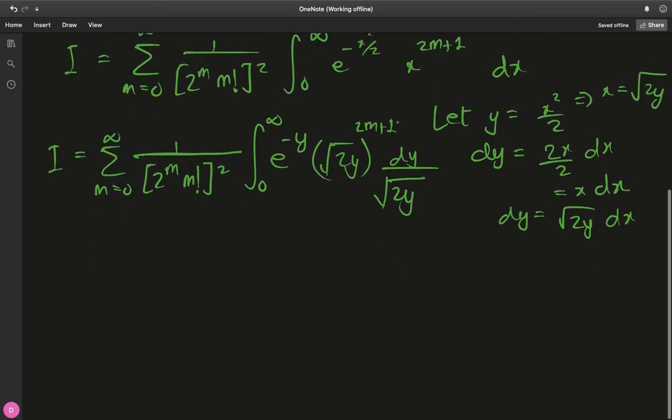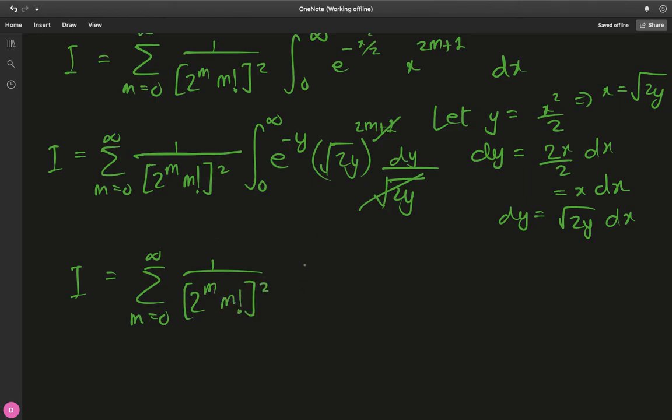Now one great thing is one of this and one of this will cancel out. I is basically the sum from m equals 0 to infinity of 1 over (2 to the m times m factorial) squared times the integral from 0 to infinity e to the minus y. We have square root of 2y to the 2m power, which can basically be written as (square root of 2y squared) to the m power. So the root and the square go off. We have (2y) to the m power dy.